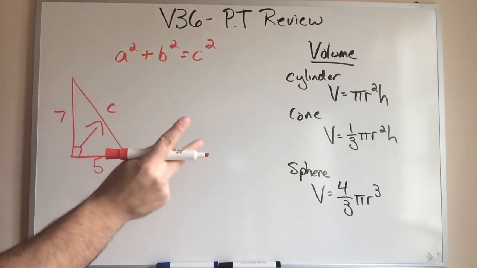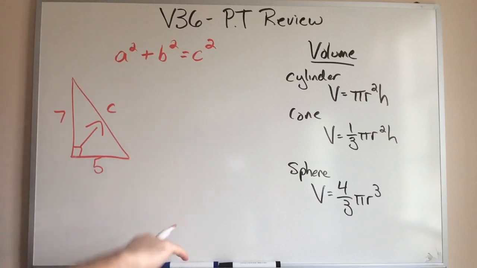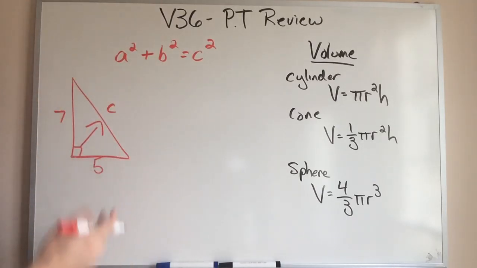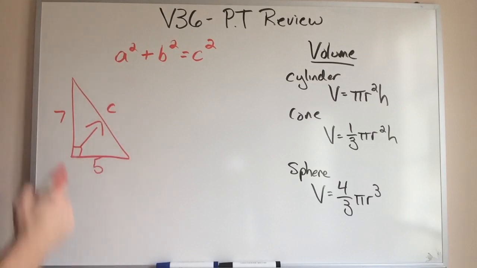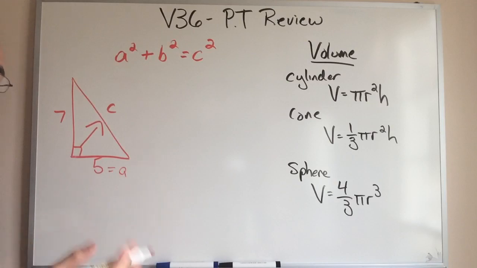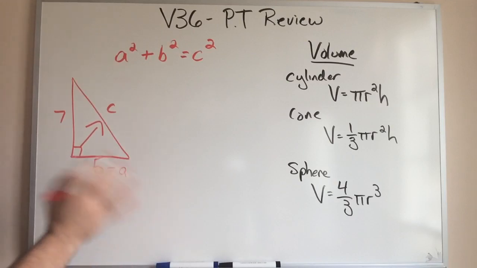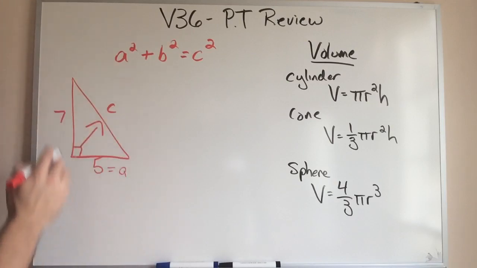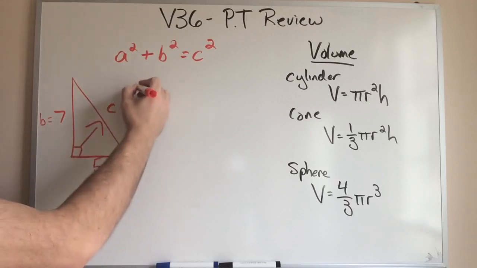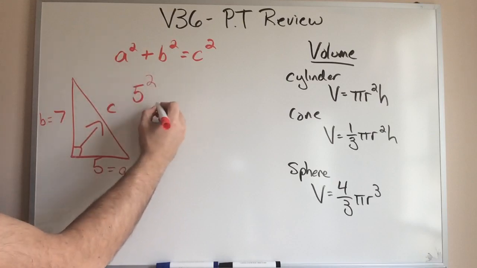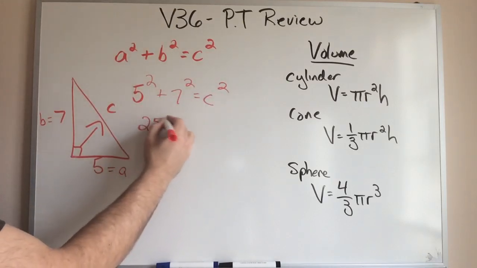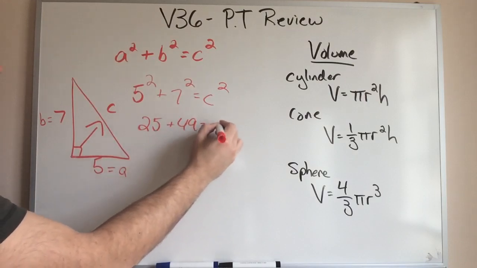So for instance, there's two kinds of problems with Pythagorean Theorem. First problem is find the missing side. This one's pretty simple because the missing side is c. So I like to label my sides. Always label your sides. It'll make your life a lot easier. The smallest side, I just choose as a. I don't know why. It just seems like a good idea. And then the other side would be b, and this would be c. So putting it into the formula, it's 5 squared plus 7 squared equals c squared. So 25 plus 49 equals c squared.